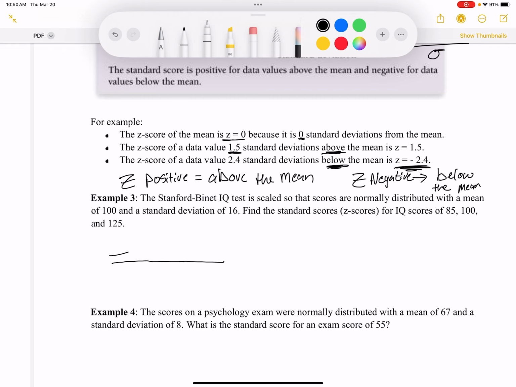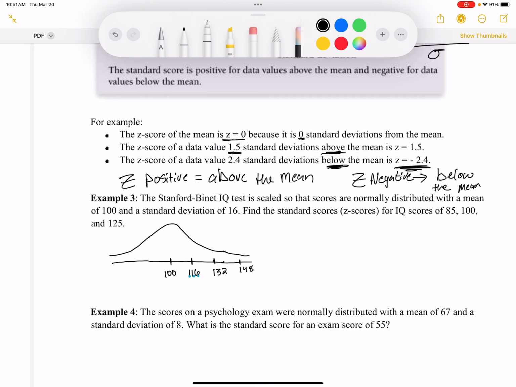So we got our normal curve, and it tells me it has a mean of 100. And then it has a standard deviation of 16. So if I take 100 and add 16 to it, I get 116. If I do it again, I get 132. If I do it again, I get 148. So that's 3 above.